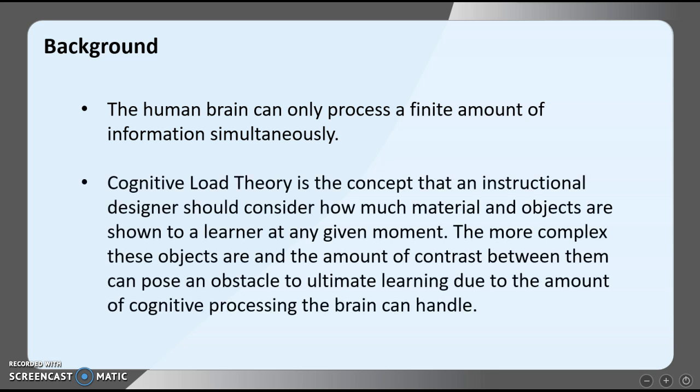It's pointless. So the cognitive load theory is the concept that an instructional designer should consider how much material and how many objects are shown to a learner at any given moment. The more complex these objects are, and especially the contrast between them, can pose a pretty substantial roadblock for the processing of that information. So that contrast is huge. You'll even notice in the previous video, the teams were black and white. You can't get much higher contrast than that. So as your brain is trying to process this high contrast amount of information, it's very easy to miss things.